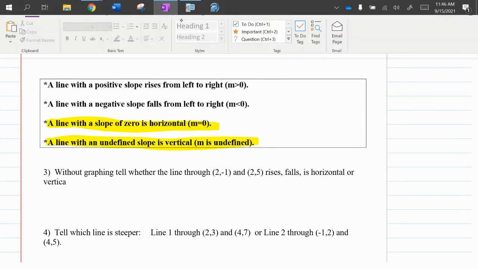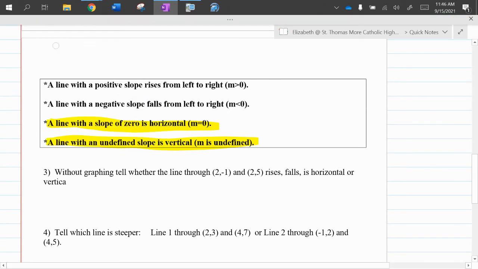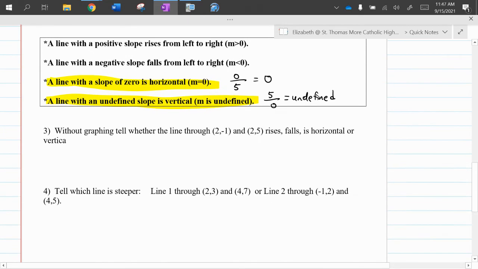So what's the difference between 0 and undefined? If I find the slope and I get 0 divided by a number, that's 0. So that would mean that the line is horizontal. But if I find my slope and I get 5 divided by 0, we know we can't divide by 0, so that would be an undefined slope. So that would mean that the line is vertical.